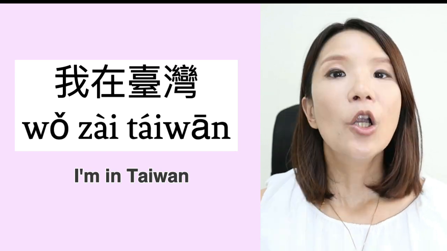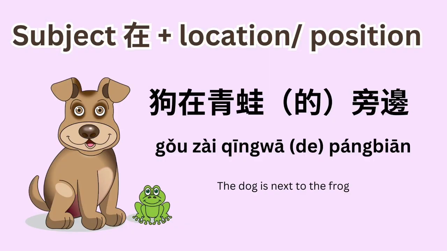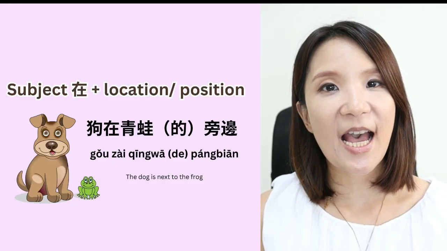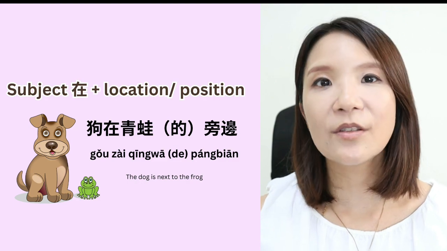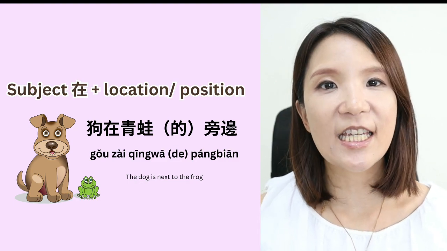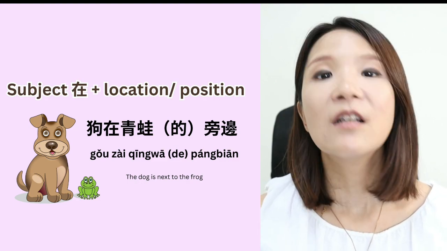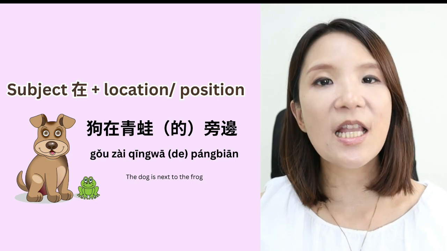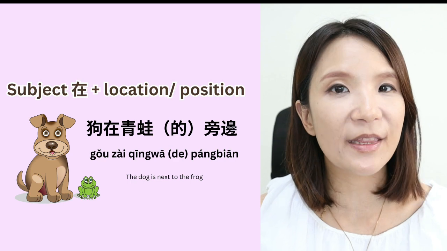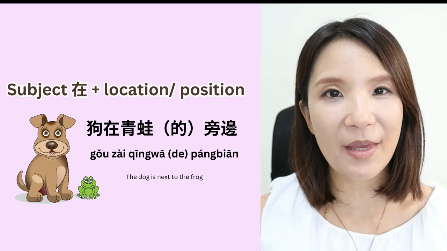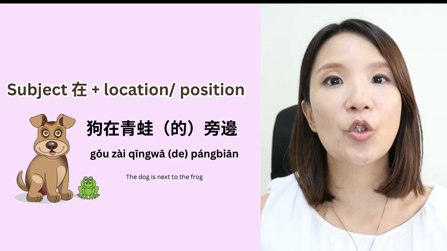Or you could use subject 在 plus the position. For example, look at the picture here. How do you express the dog is next to the frog in Mandarin Chinese? That would be 狗在青蛙的旁边. 狗, the dog. 在青蛙的旁边. So 在 is the preposition. 青蛙的旁边, or you can omit the 的, 青蛙旁边, which means next to the frog.